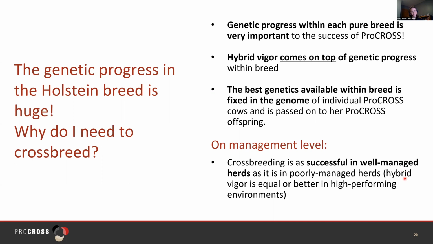On the management front, we find through the data that crossbreeding is successful in well-managed herds. It's also successful in the poorly managed herds. But hybrid vigor is expressed equally, and the data shows it's even expressed sometimes at a higher level in those high-performing environments. So you'll often hear out in the field that crossbreeding is for herds that can't manage cows, or it's for a really poor environmental situation. No, it's really for all environments, because that hybrid vigor is captured and it's expressed across all those different herd levels.